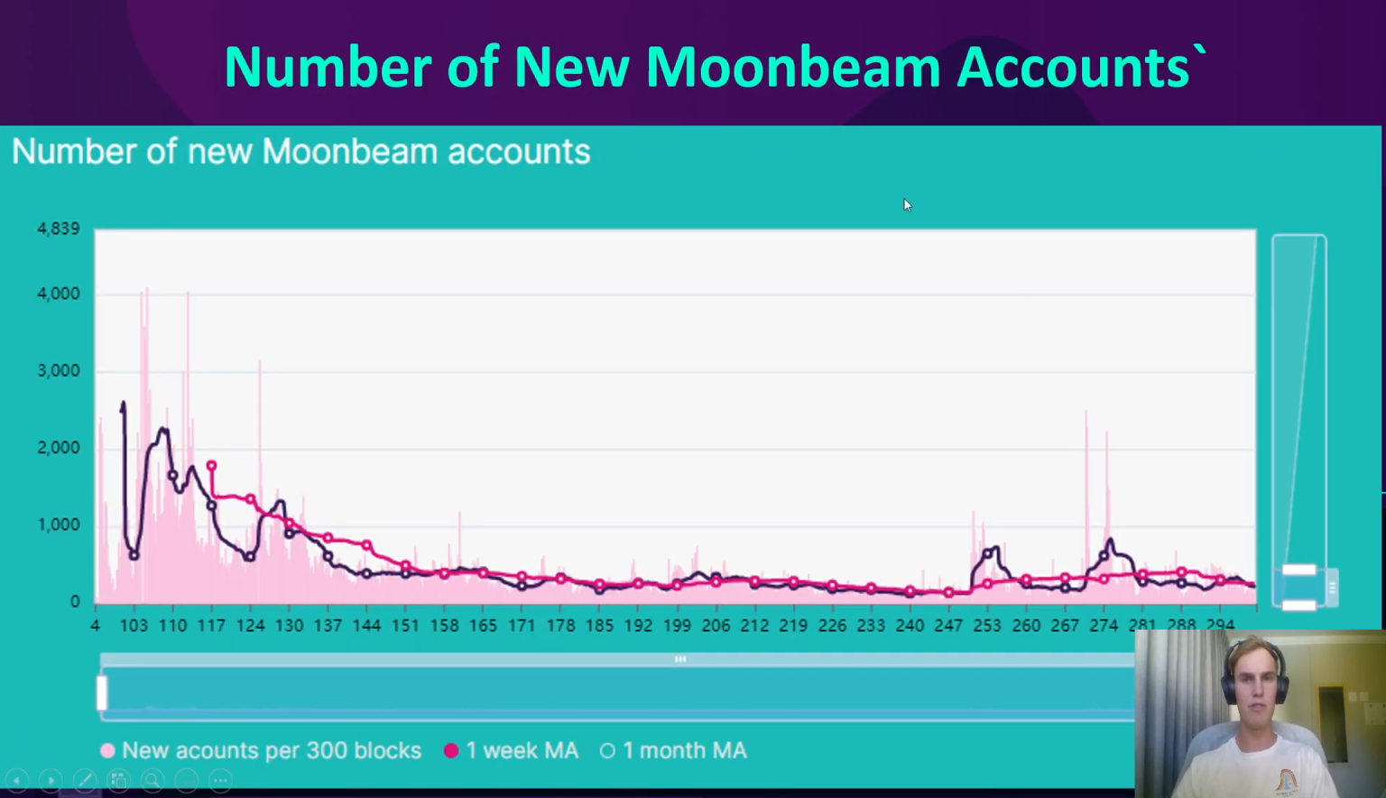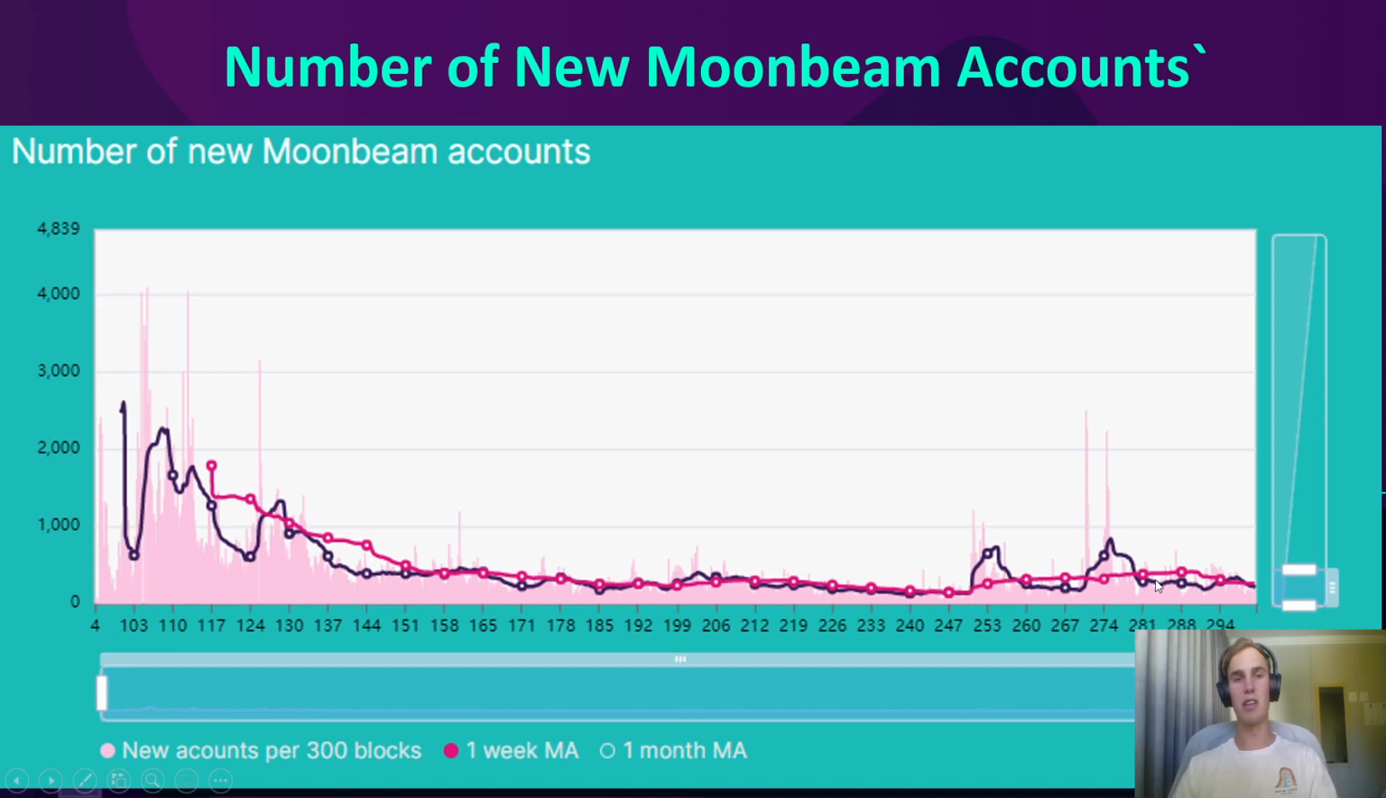So when looking at the number of new Moonbeam accounts on the network since the network inception, we haven't seen a huge rise in the number of new Moonbeam accounts. Obviously, when the network launches, people are gonna open the accounts and buy Glimmer, etc. But since then, it's been pretty average until that token unlock again. We saw a little spike over here at around 251 and onwards, and then again at around 274.